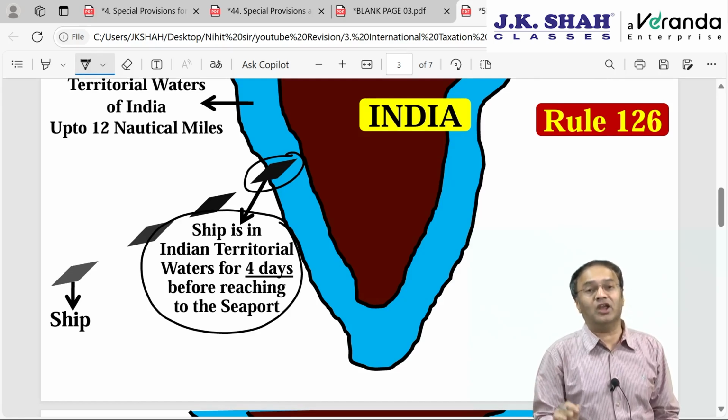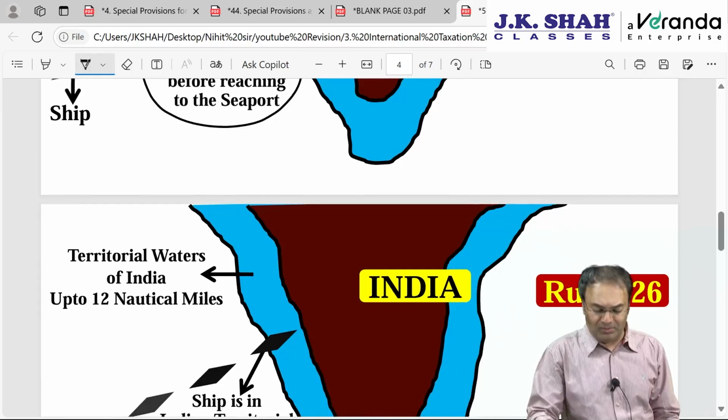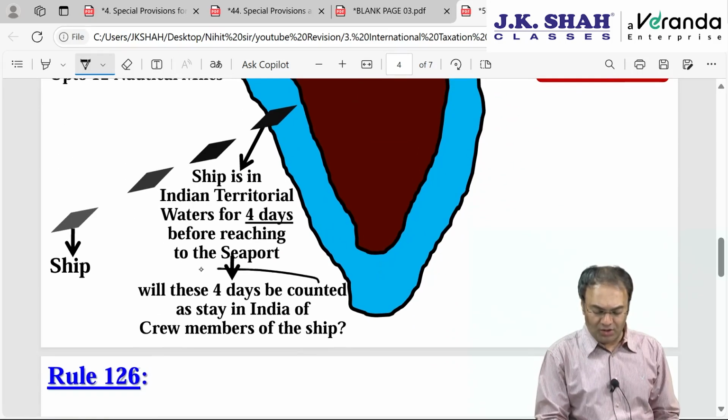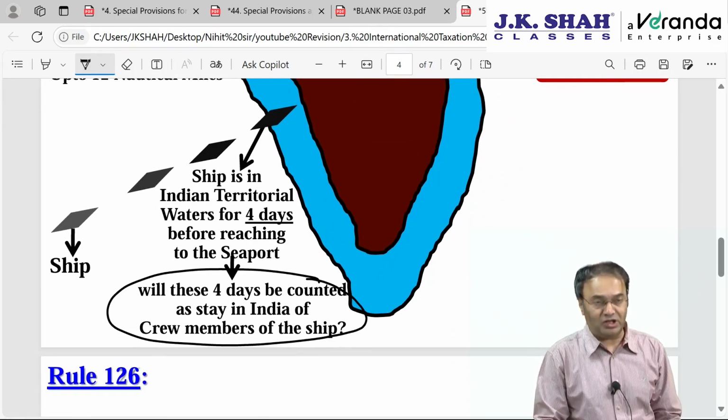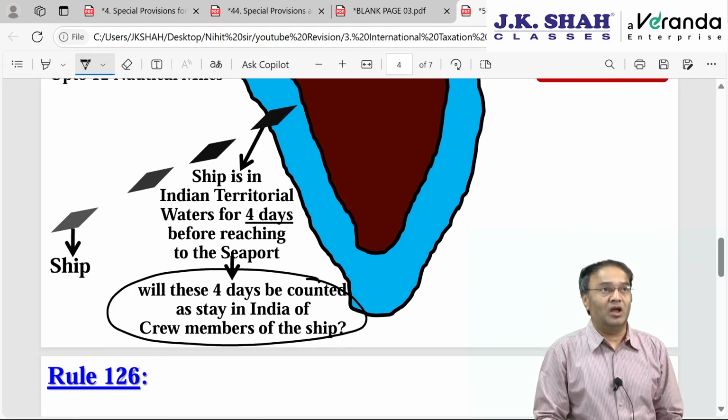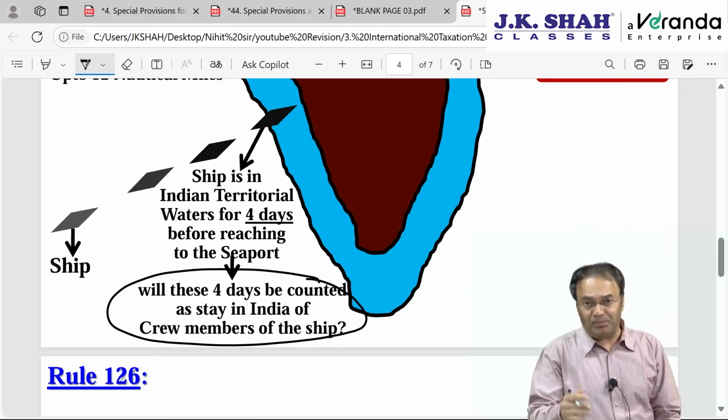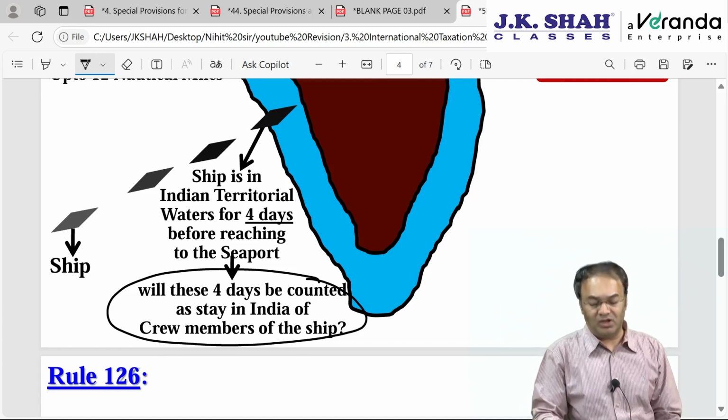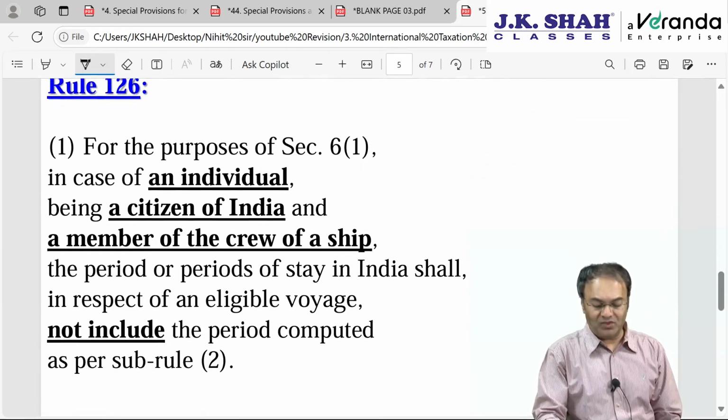Whether for those 4 days the crew member will be deemed to be present in India or not, the answer is no. They will not be deemed to be present in India. They will be deemed to be present in India from the 5th day, the moment they come out of the ship. Why is it like this? I will tell you why.